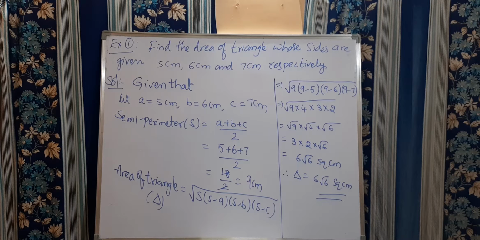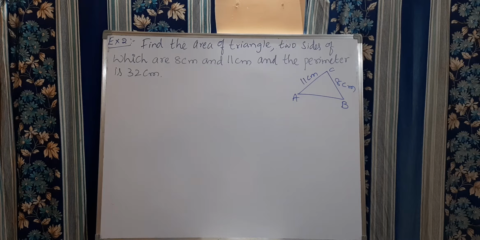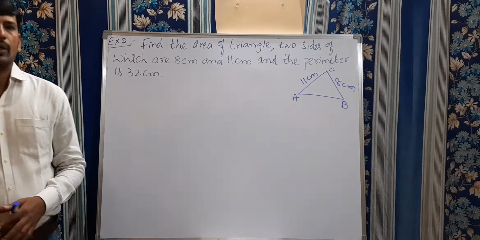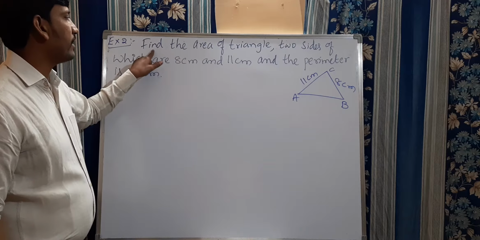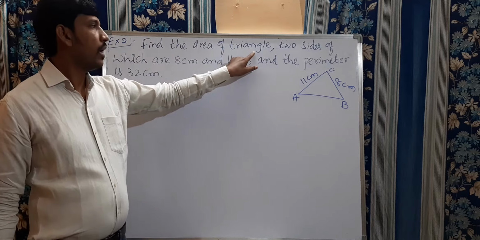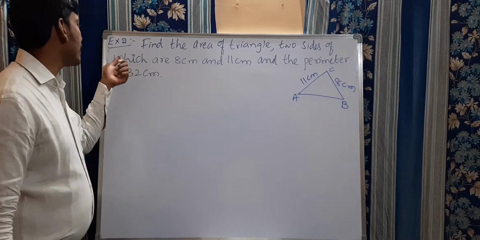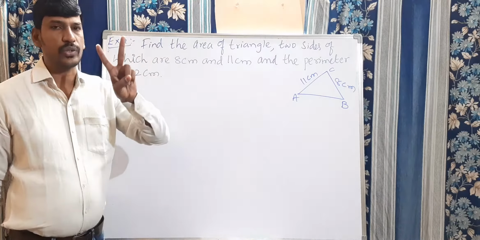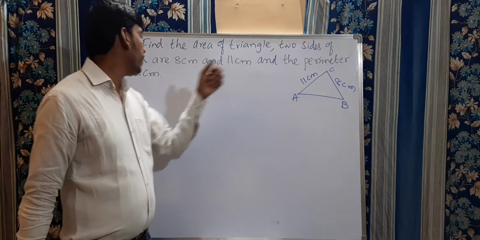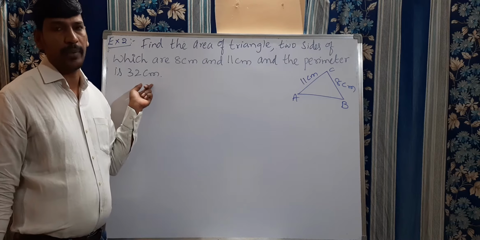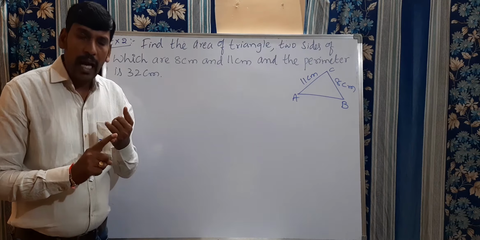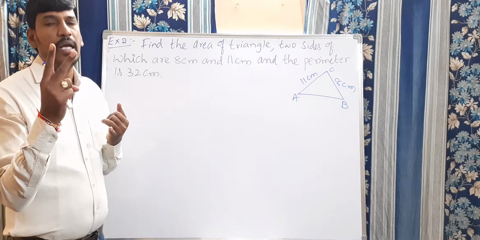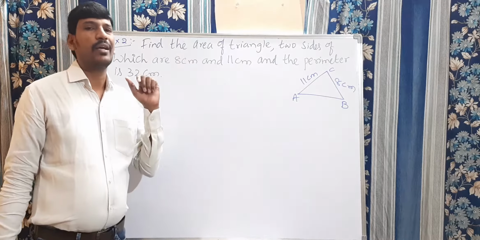Now children, let us discuss one more example. Okay, now see this here. Find the area of a triangle, two sides of which are 8 centimeter and 11 centimeter. They given only two sides, and as well as the perimeter of the triangle they given 32 centimeter. They given perimeter and they given only two sides. And they are asking that find the area of the triangle.